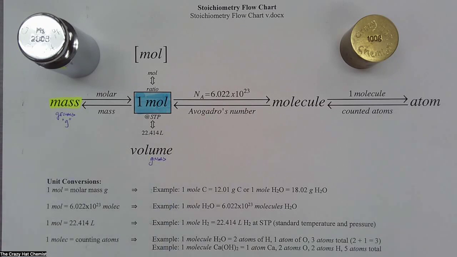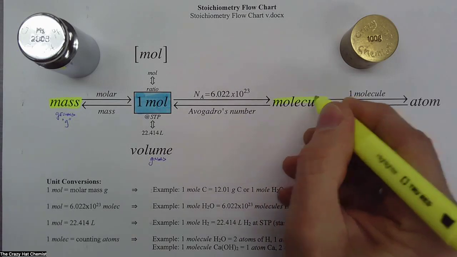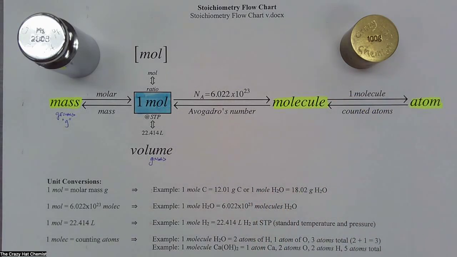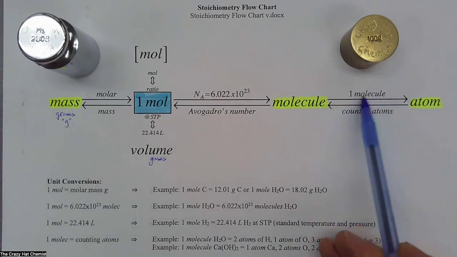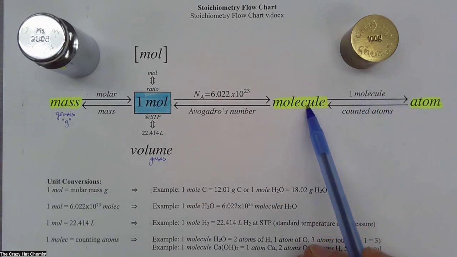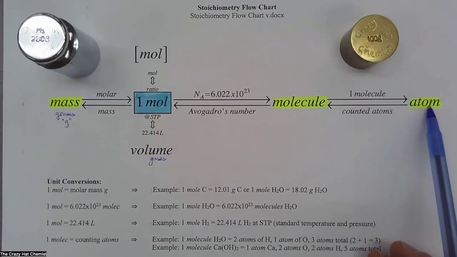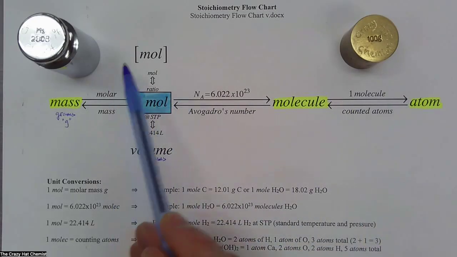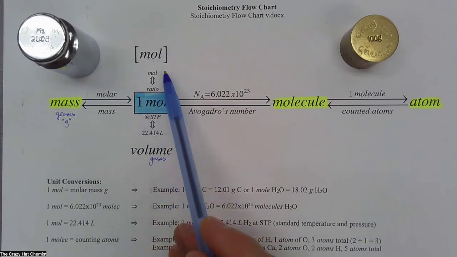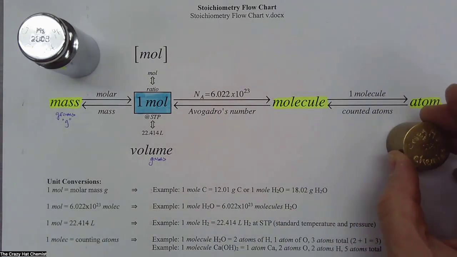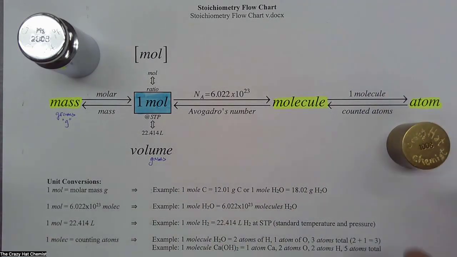Then if we continue on this journey here, we will have molecules, and then we will have atoms. So 1 molecule, and this is a counting number, is equal to a counted number of atoms. Okay, so this is our flow chart. We will not be discussing this mole ratio here right now. That will be for another day, so I'm going to leave that for another day. Okay, so what we're going to do is discuss a few other things.